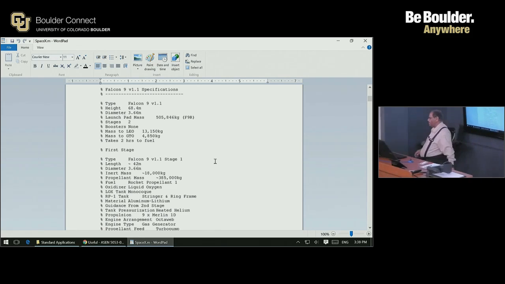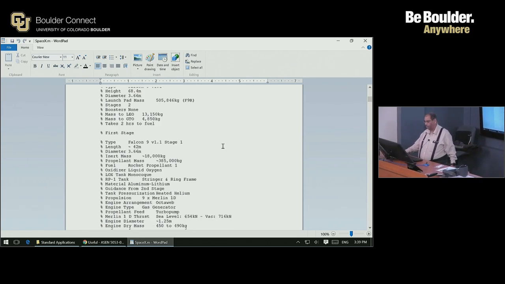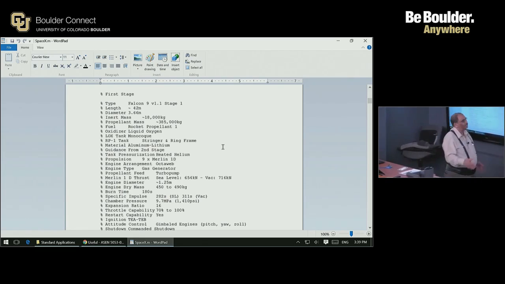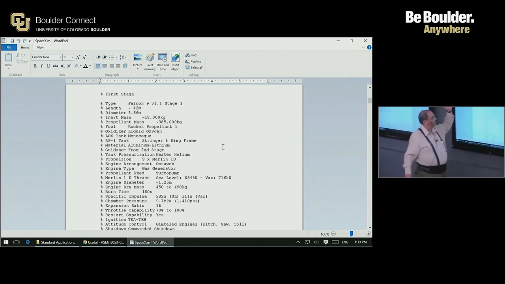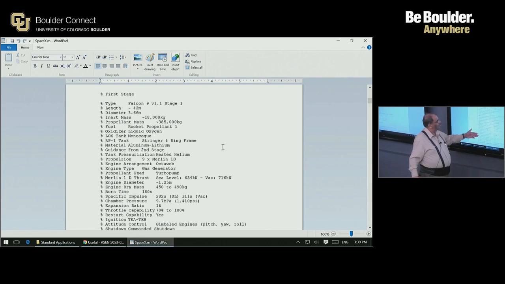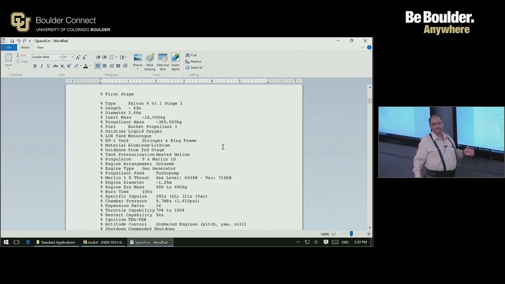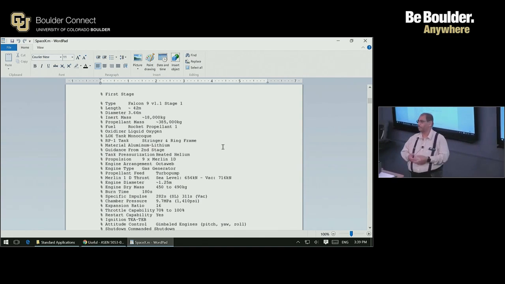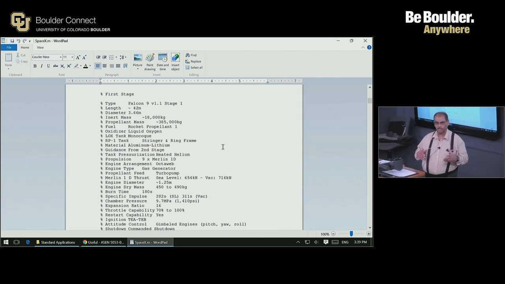First stage does most of the work of taking the spacecraft up to a few tens of kilometers. Depends on the design. So once again, the various things you need to know is masses are extremely important. What is the inert mass? Meaning structure, engines, that sort of thing.